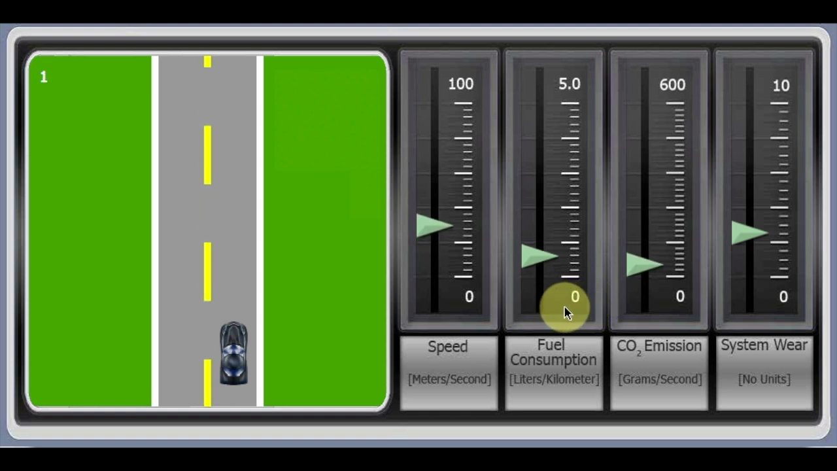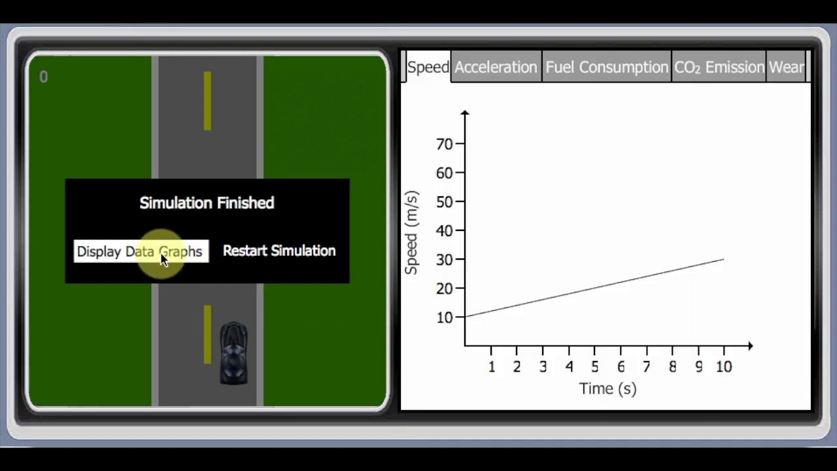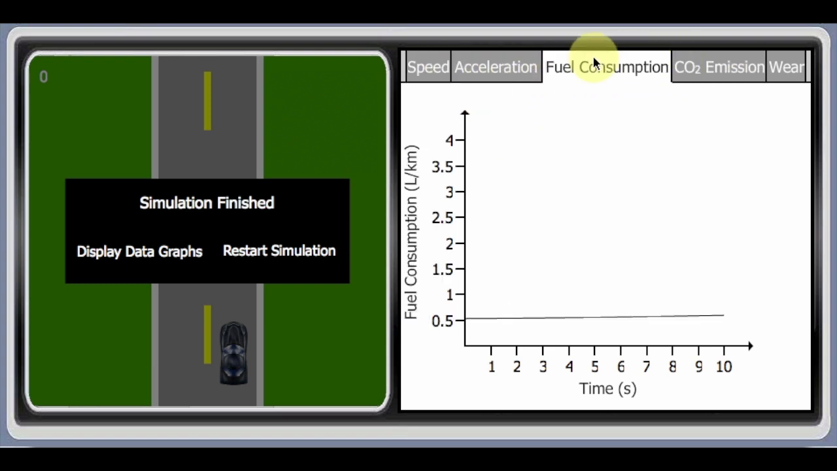Next, you can view the graphs made during the vehicle's motion. Click on Display Data Graphs. The first graph shows how the vehicle's speed changed during its motion. Again, take a screenshot to preserve your data. Click on the tabs above the graph to view and record the different factors' graphs.